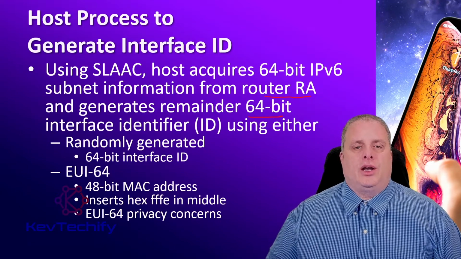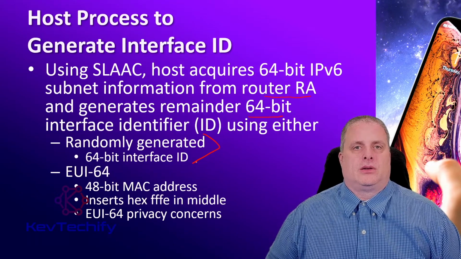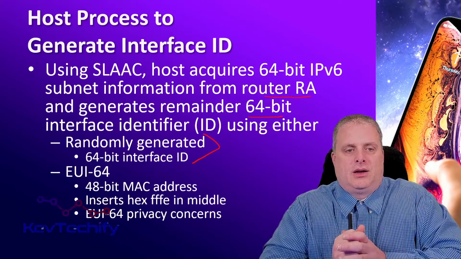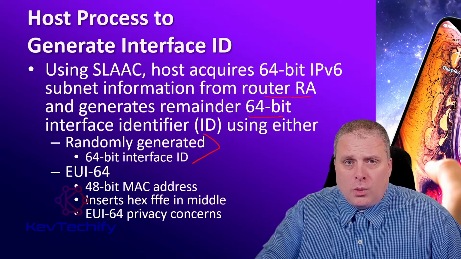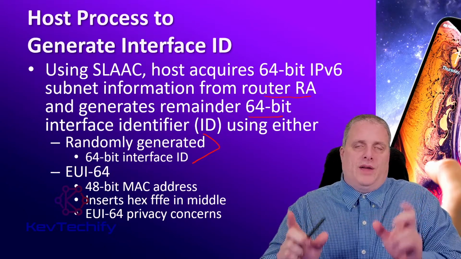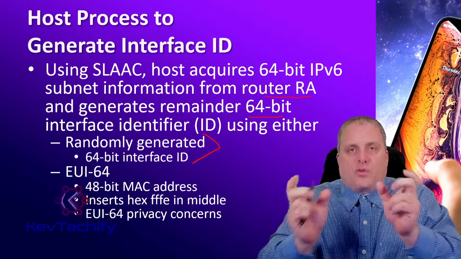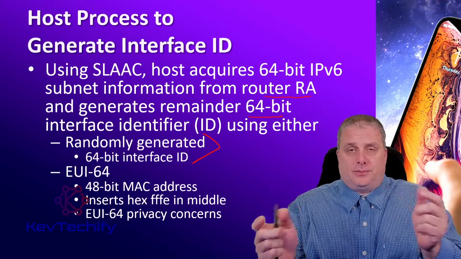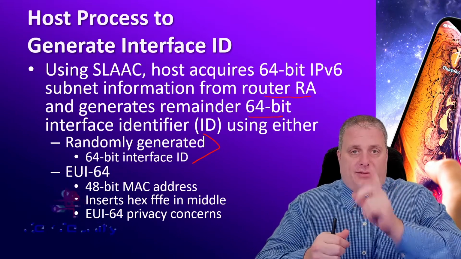One is randomly generated. We can go in and randomly generate 64 bits and have that be the identifier. The other method is what we call the EUI64. What this does is it uses the MAC address. The MAC address is 48 bits long. We have to generate 64 bits. What we do here is right in the middle of those 48 bits of your MAC address, so you've got 24 bits on one side, 24 bits on the other side, we stick in some more bits. We stick in a hexadecimal FFFE.